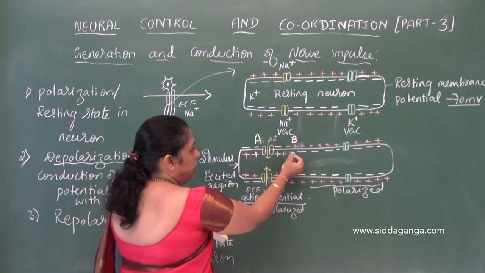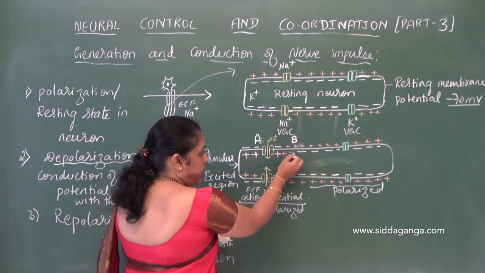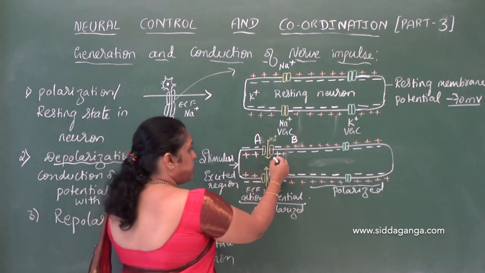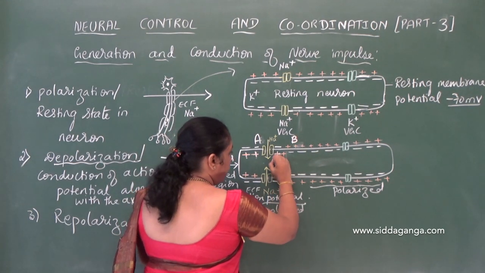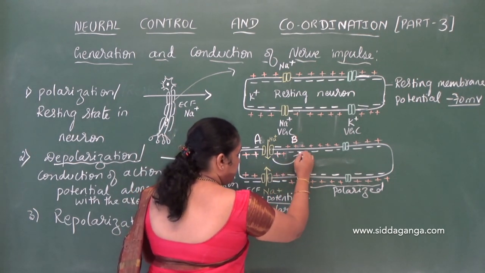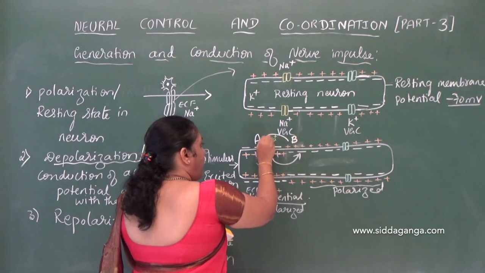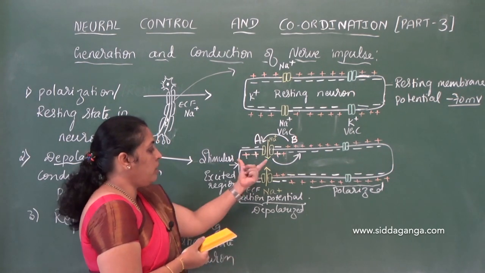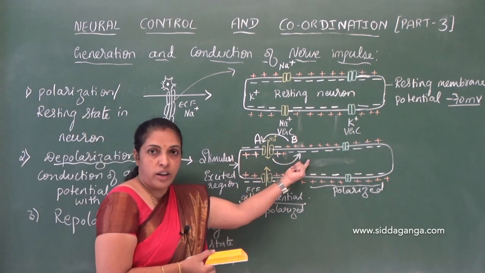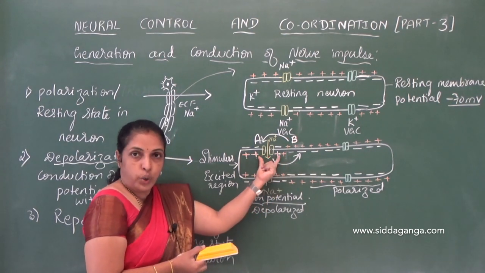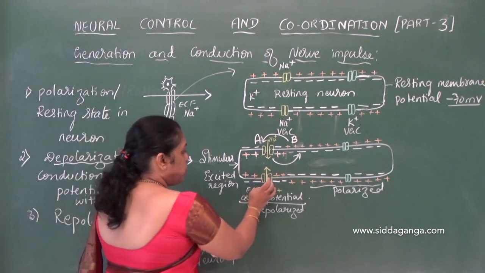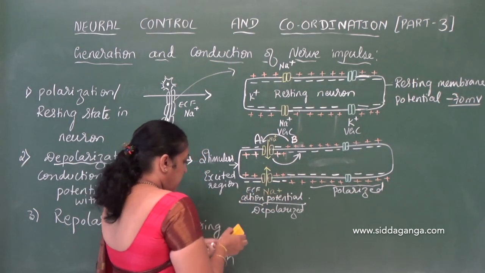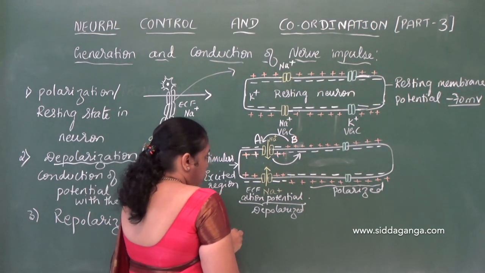In the polarized state, inside we see negative charge, outside we see positive charge. So this develops a mini electrical circuit. That means current flows from A to B inside and again from B to A outside. A mini electrical circuit develops between the depolarized state and the polarized state. After this circuit completes, sodium voltage gated channels will be closed and rapid efflux of potassium takes place.